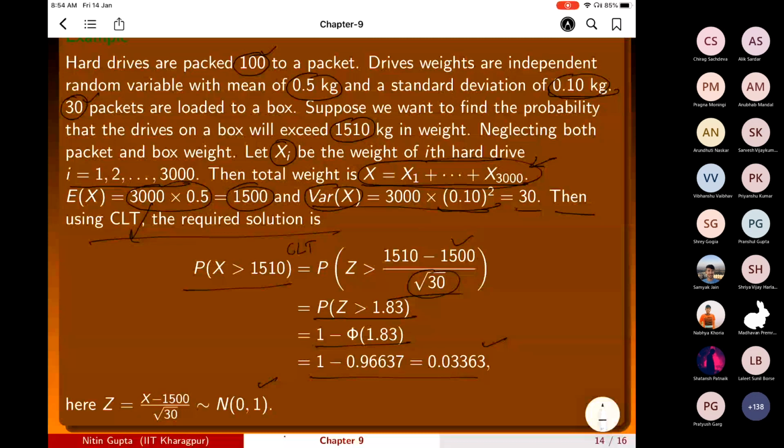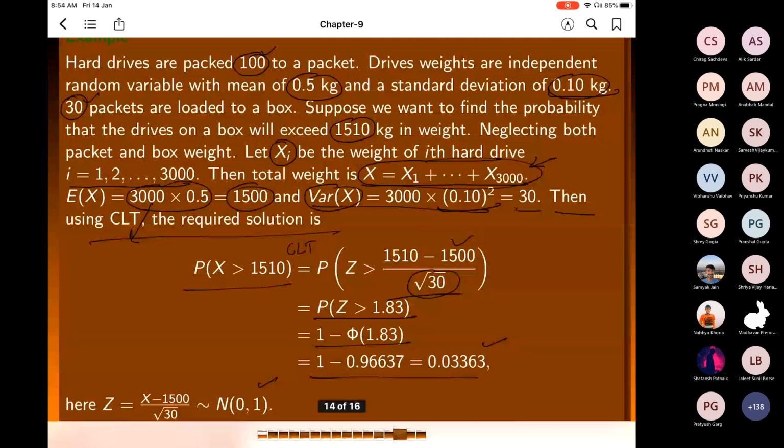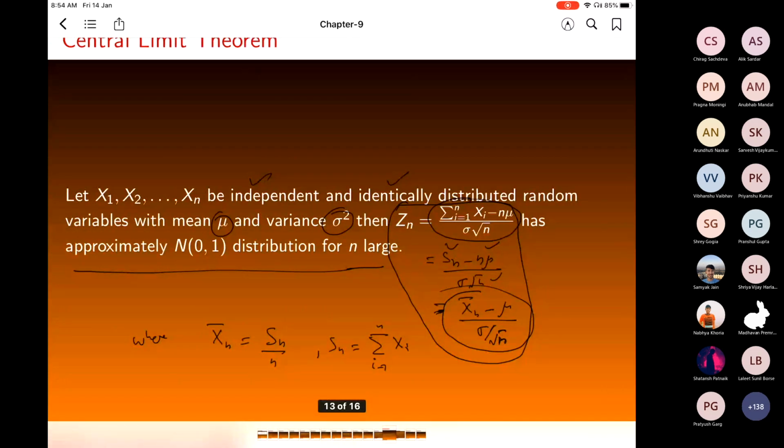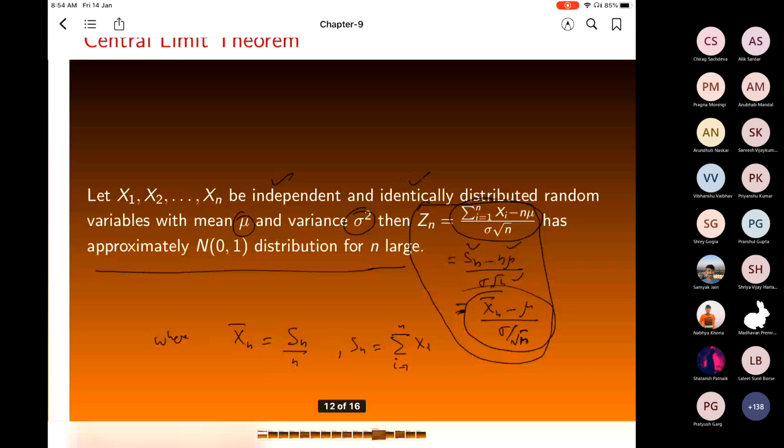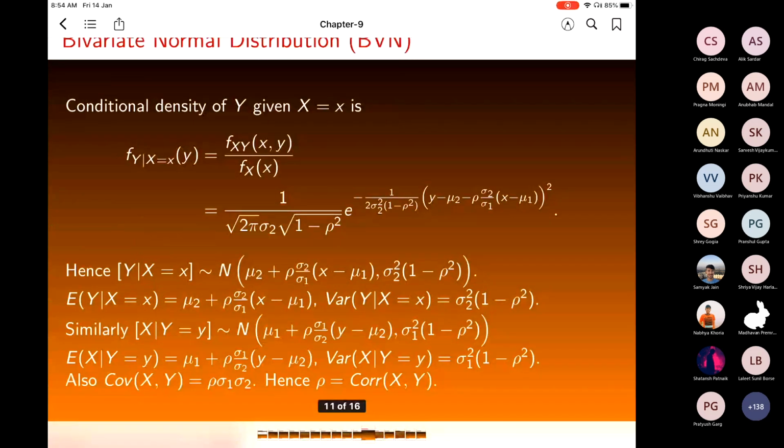Okay, so I can give the proof next time because time is less. De Moivre-Laplace central limit theorem and bivariate normal distribution I can start next time.